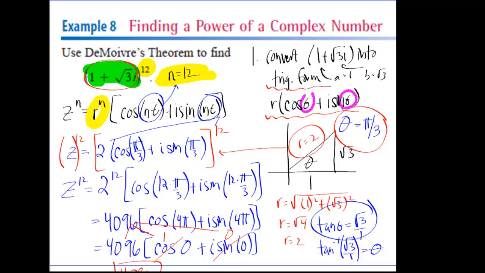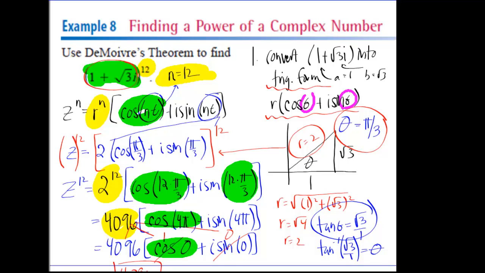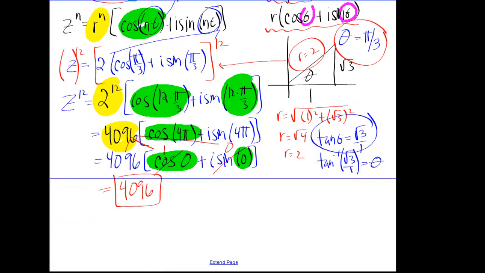So using the formula, 2 to the 12th became 4,096, which carried straight down. Inside, cosine of n theta became cosine of 12 times pi over 3. And we had the same argument for i sine of 12 times pi over 3. We simplified cosine of 4 pi into cosine of 0 because it's coterminal. And again, our arguments are the same. We cleaned up inside, distributed the 4,096, and came up with z to the 12th as 4,096.